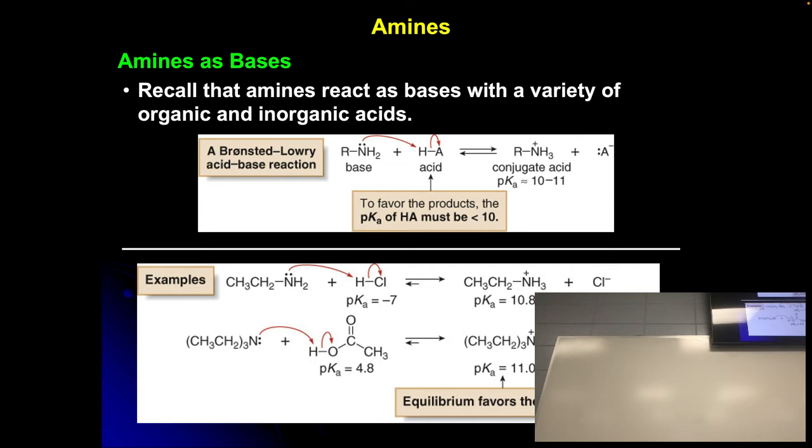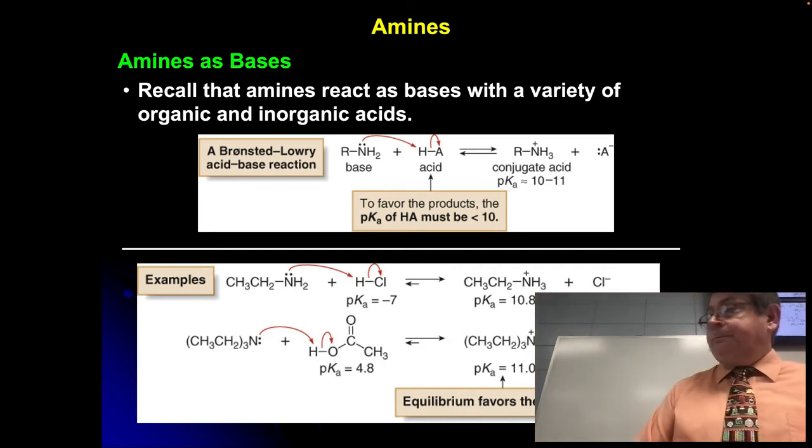But I can also react this with organic acids. What's this one called? Oh, carboxylic acid. It's a carboxylic acid, acetic acid, and this is acetic acid. This is vinegar, right? This is the acidic component of vinegar, and you can actually react that with this amine. What kind of amine is this? Tertiary. It's tertiary, and it will do the same thing, and it will form a product, right?